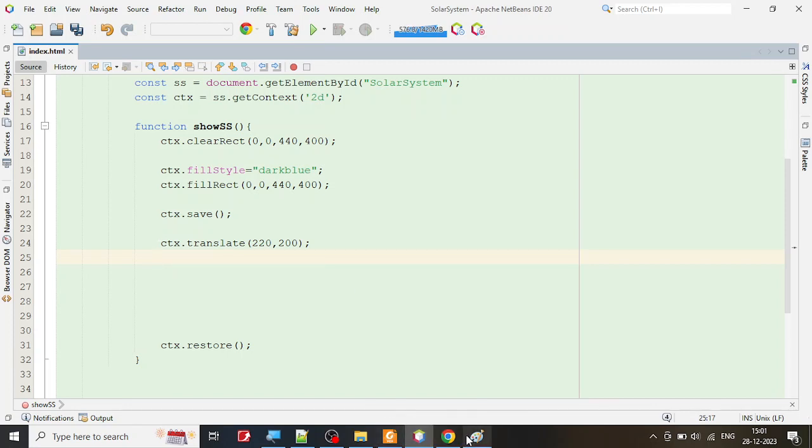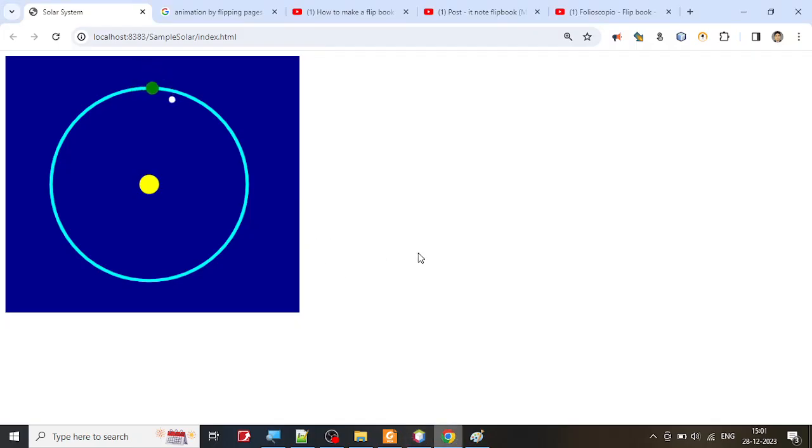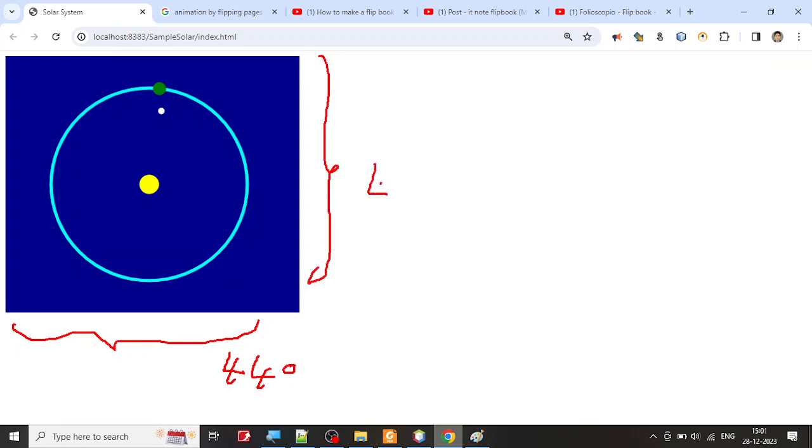So if you look at this scene over here, from here to here, the whole width I have taken as 440, and the height I have taken as 400. So half of 400 is 200, so this is going to be the 200 line, and half of this 440 is 220. So I'm going to come right at the middle.